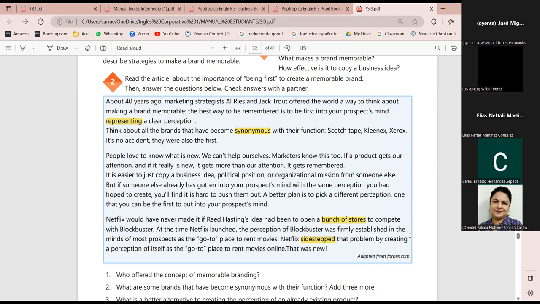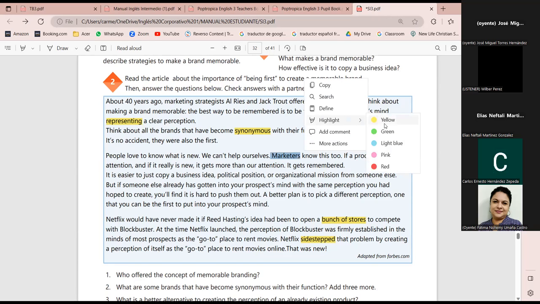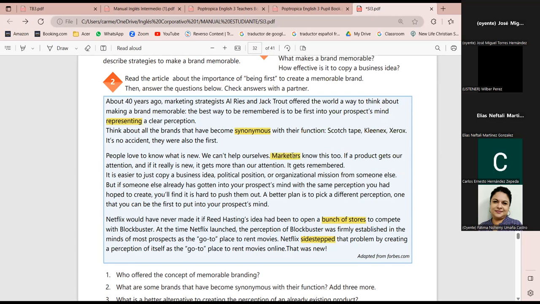Other word is marketers. That's correct. Just like that. Marketers. Okay. Marketers, los que hacen marketing, ¿verdad? O los mercadólogos, que estudian el mercado.